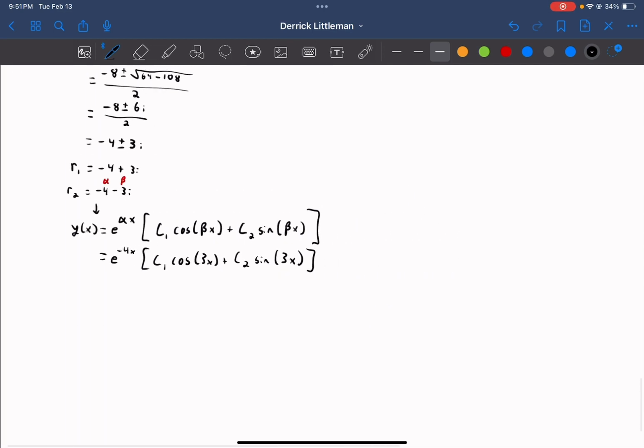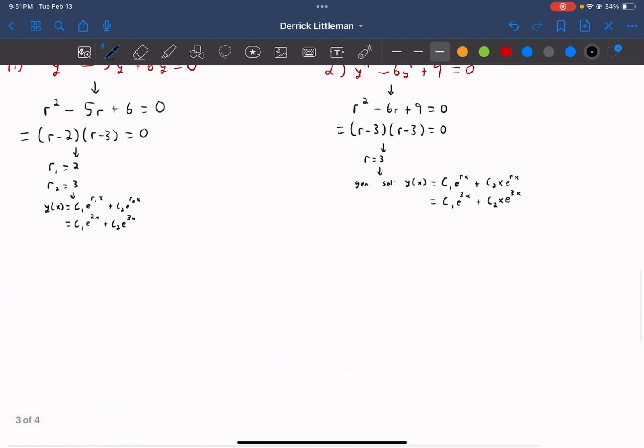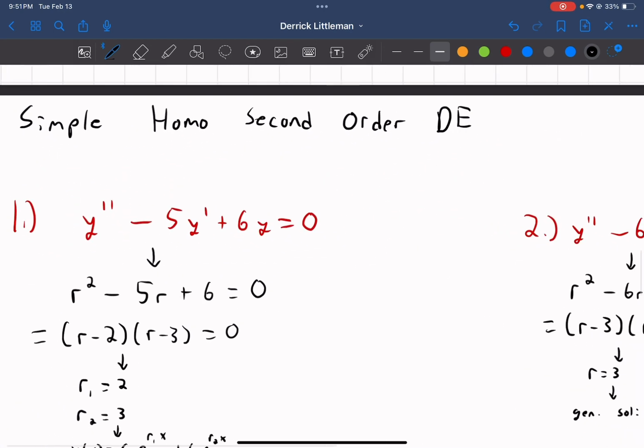And that is how you solve the three different cases of the simple homogeneous second order differential equation.